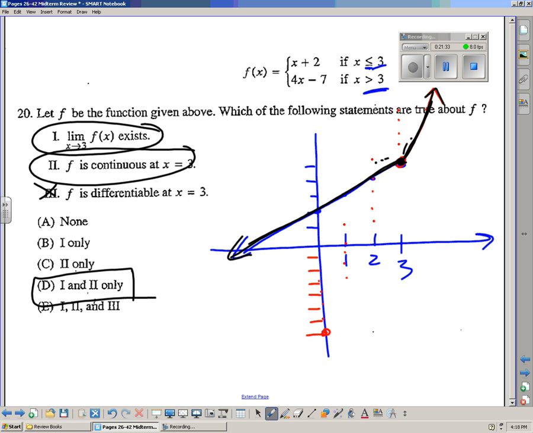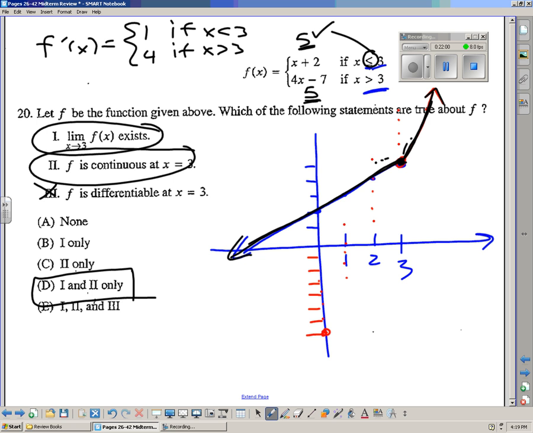And a little more analytically, if you think about what this means, if you took the derivatives, you get f prime of x equals 1 if x is less than 3, and 4 if x is greater than 3. Since they don't agree with each other, the function is not differentiable. To check whether the limit exists, just plug in 3 into each piece. 3 plus 2 is 5. 4 times 3 is 12 minus 7 is 5. So this means the limit exists, and since this is the function value at 3 because of the equal sign, the function value equals the limit, so the function's continuous.